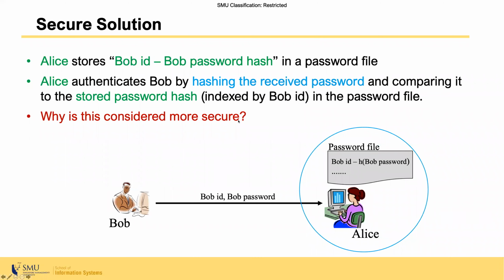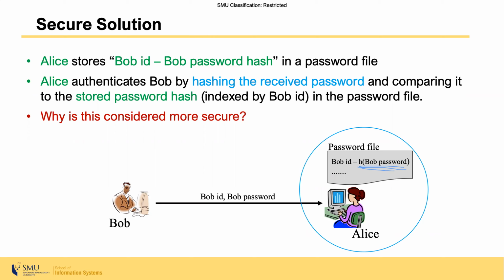To prevent this, one way is, instead of storing the password in plain text format, Alice, the server, could store the password in a hash format. And you know what the property of a hash is? When you're hashing information, that information becomes irreversible. It cannot be reversed.